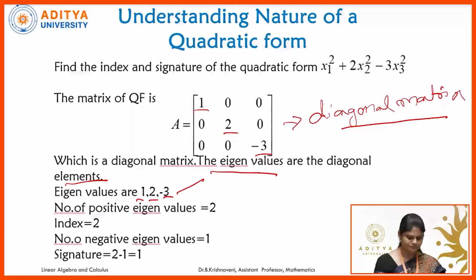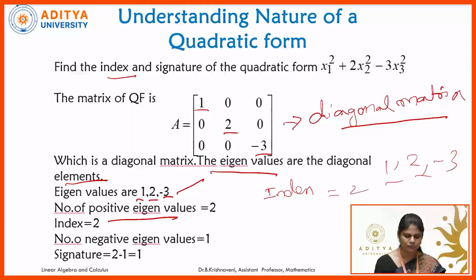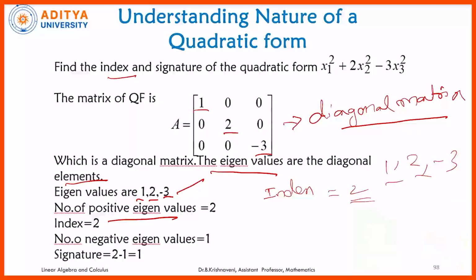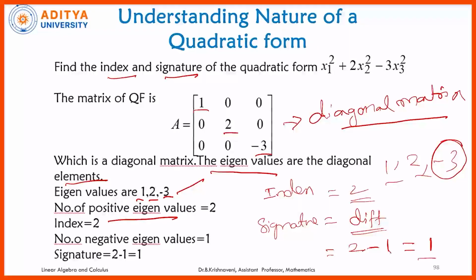So now we'll see one by one. First they ask the question about index. Index is the number of positive eigenvalues. So out of 1, 2, minus 3, how many positive eigenvalues are there? 2. So therefore index is equal to 2. Next is asking signature. Signature means the difference between the number of positive eigenvalues and negative eigenvalues. Here how many positive eigenvalues? 2 positive eigenvalues minus the number of negative eigenvalues. Only one, that is 1. So therefore 2 minus 1 is equal to 1, which gives the signature.